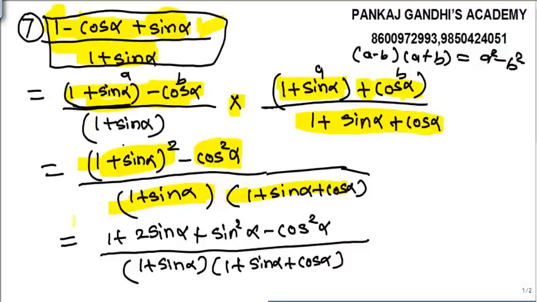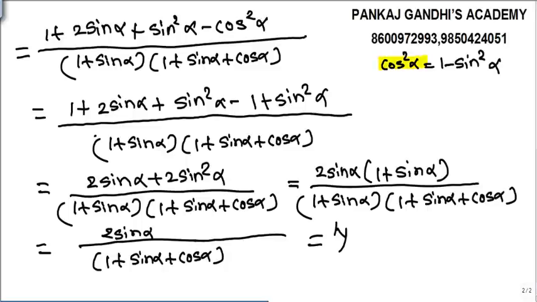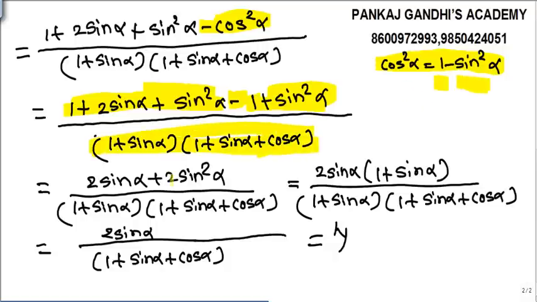So let's square the 1 plus sin alpha term. So 1 plus 2 sin alpha plus sin square alpha minus cos square alpha, divided by the denominator. As we know, cos square alpha is equal to 1 minus sin square alpha. So we put the value of minus cos square alpha as, because of this minus sign, minus 1 plus sin square alpha. So the remaining terms are the same: 1 plus 2 sin alpha plus sin square alpha minus 1 plus sin square alpha, divided by the denominator 1 plus sin alpha plus cos alpha.